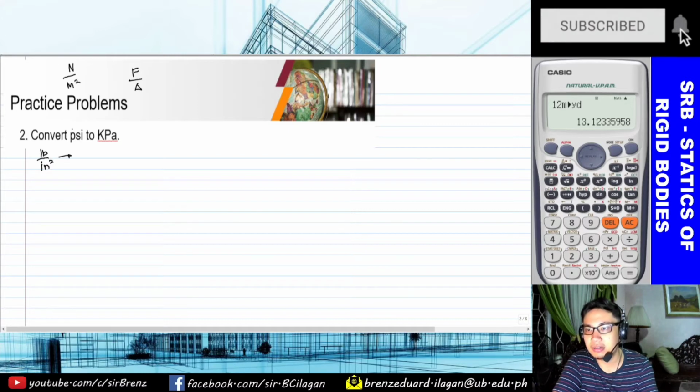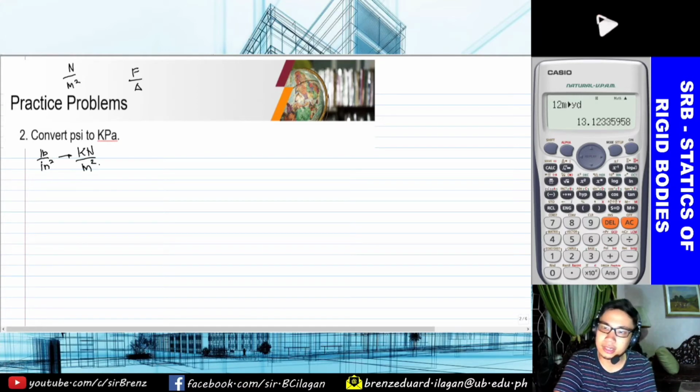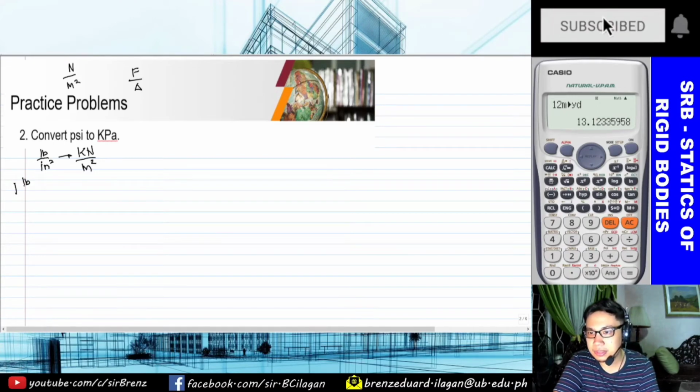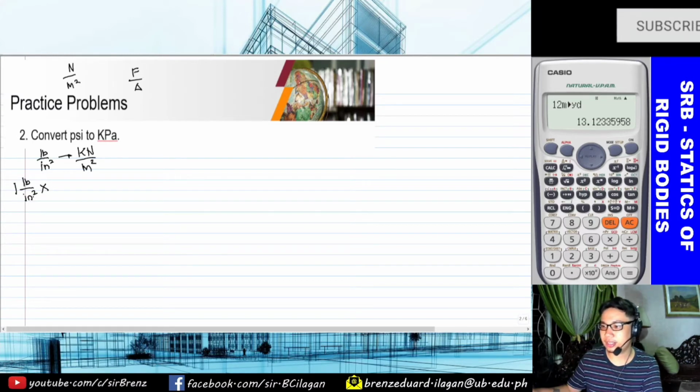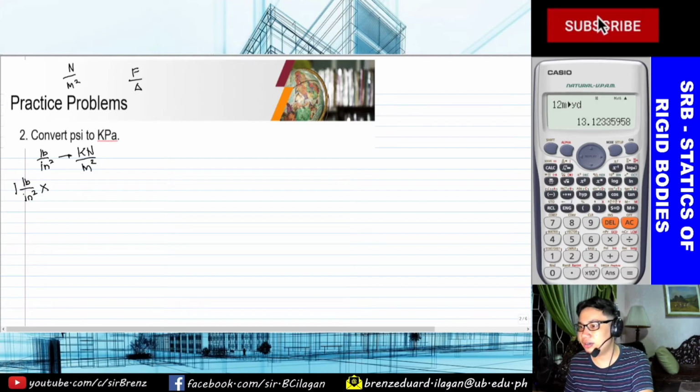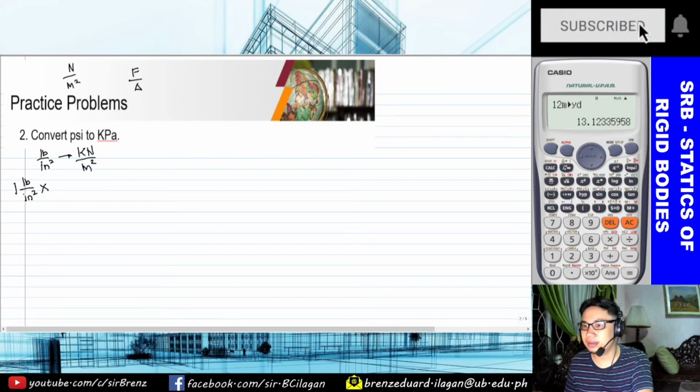Since may kilo ka sa unahan, and then ito, di ba, ito ay pascal, that is in kilonewton per square meter. Alright, so unahin natin muna yung nasa ibabaw. 1 pound per square inch. So yung ibabaw, anong gusto nyo gawin natin dito? Gamitin natin yung calcu. Ano nga yung conversion natin? Kunin ko lang yung table. Wala ako dito ng table.